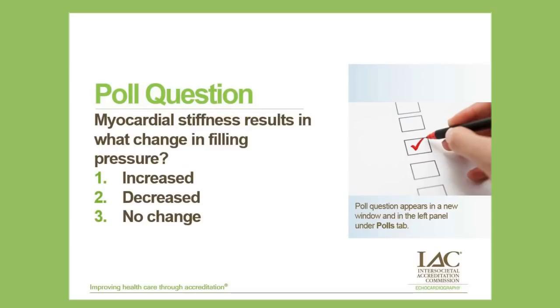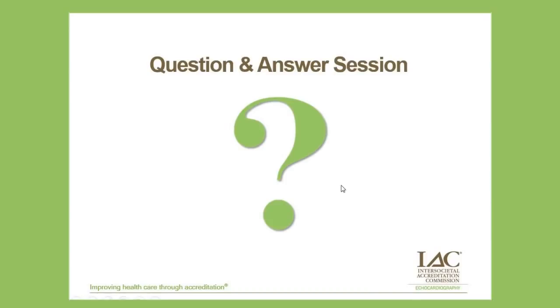Okay, so then let's ask the second question. Myocardial stiffness results in what change in filling pressure? Increased, decreased, or no change? You have a stiff, non-compliant ventricle. What's going to happen with the filling pressures? Increased, 94%, decreased, 5%, no change, 0. Excellent. Well done. So those are the main points that I wanted to make today, and I guess now we can open it up to questions.